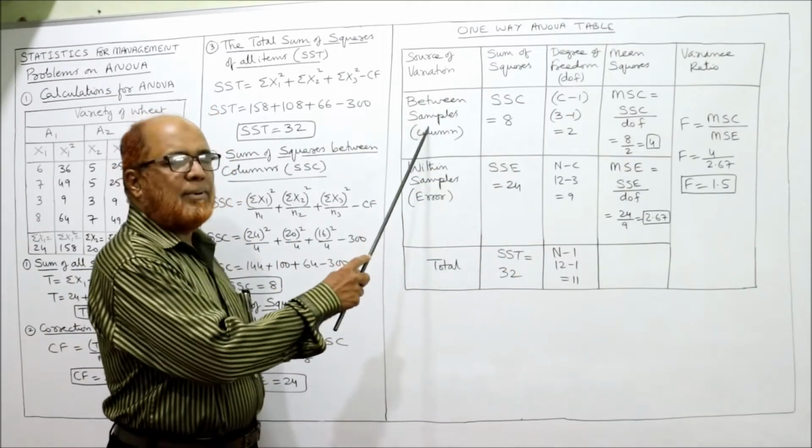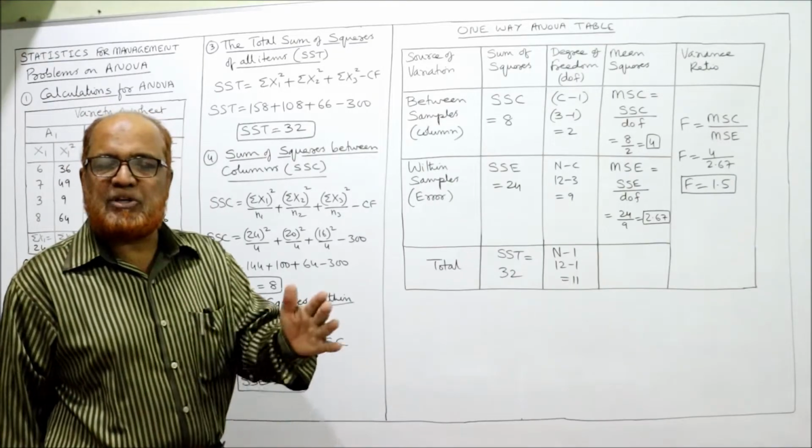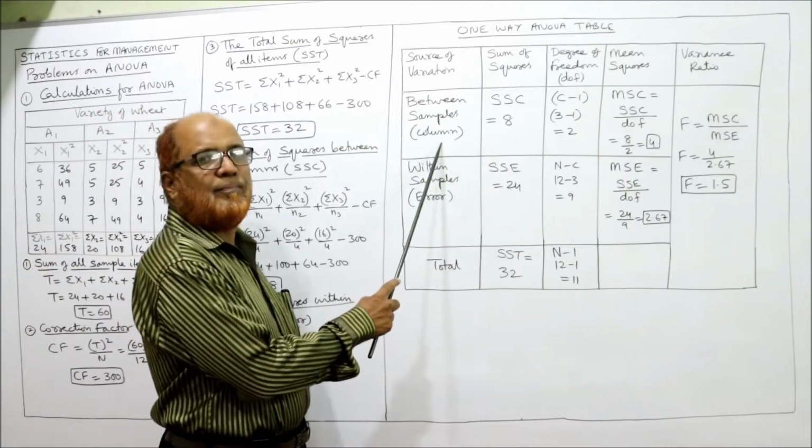First one, between samples, columns. The variation between columns, samples.